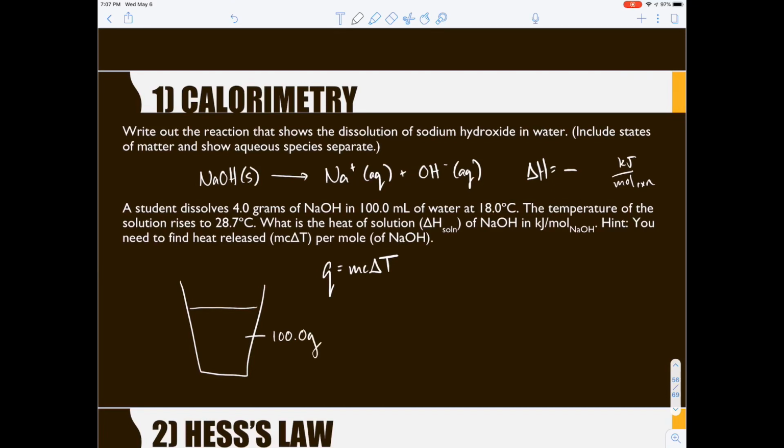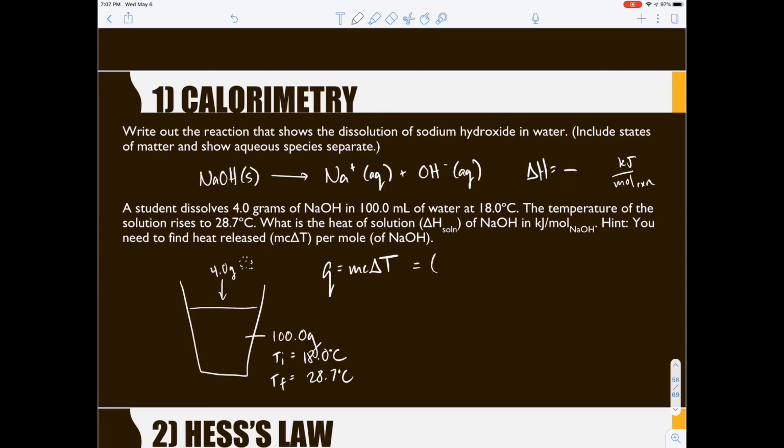Okay, so 100 grams of water has 4 grams of solid go in. I'm going to show little dots of solid that go into the water. Okay, the initial temperature is 18 degrees. The final temperature is 28.7. Okay, so our first step here is we want to find the heat that the reaction released. Again, it released because the water got warmer. Okay, so we're going to plug in.